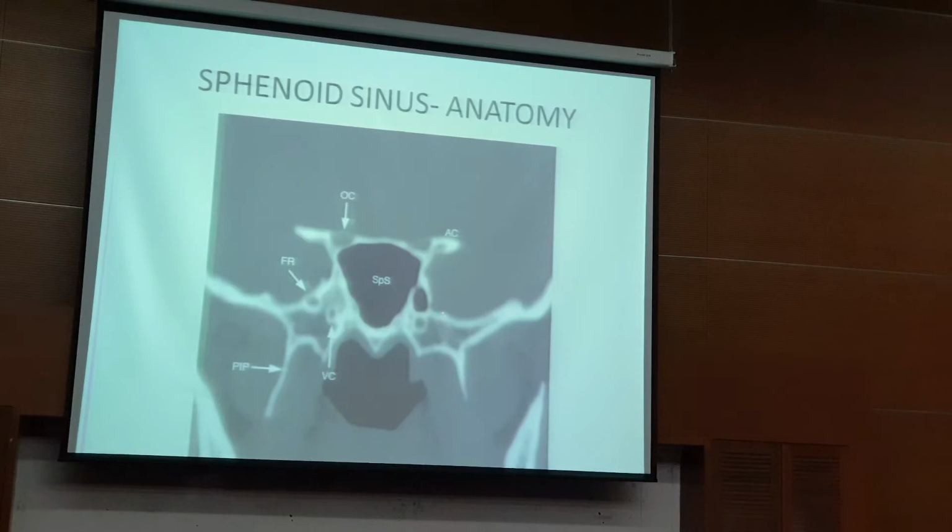So what are the important structures that one would have to look for? First would be the optic canal here. This is the sphenoid sinus, and these two structures are in the greater wing of the sphenoid bone. You can see here foramen rotundum and Vidian canal. Foramen rotundum is where the maxillary branch of the trigeminal nerve passes through. This is where the Vidian vessels and nerves would pass through.